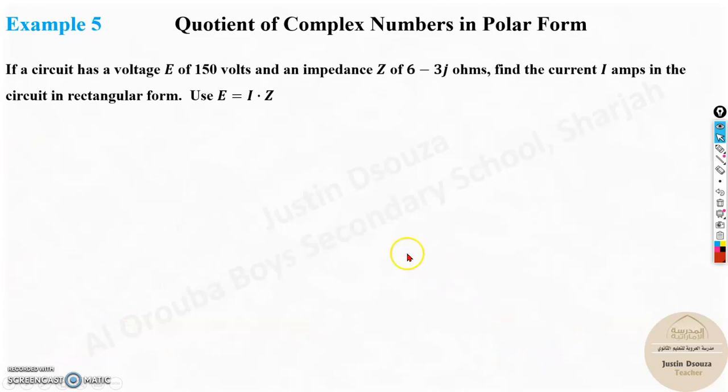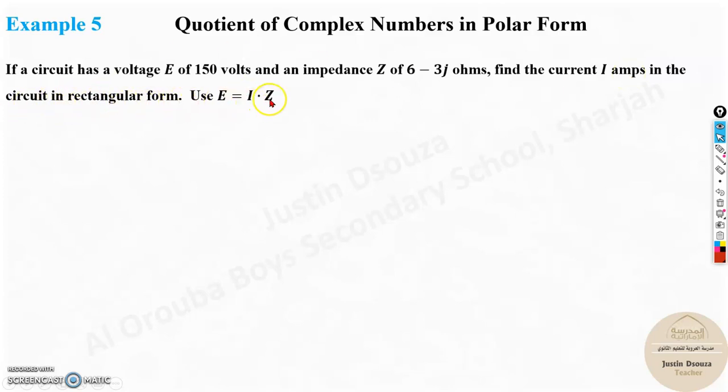Let's see a quotient problem. The product is simple. Now over here, it's a real world problem. If a circuit has a voltage E of 150 volts and an impedance, you might have come across impedance in physics already. Impedance means resistance. Impedance Z of 6 minus 3j ohms. Ohms is the unit of resistance. Find the current I in amps in the circuit in rectangular form.